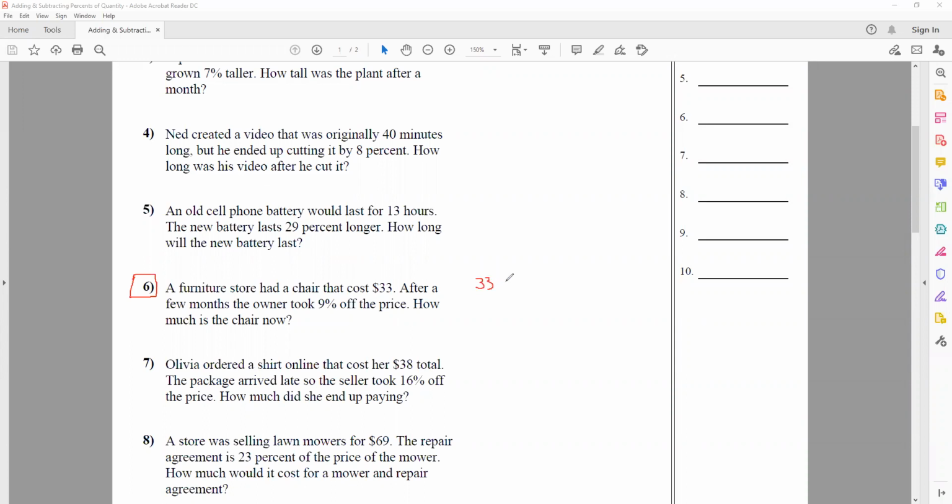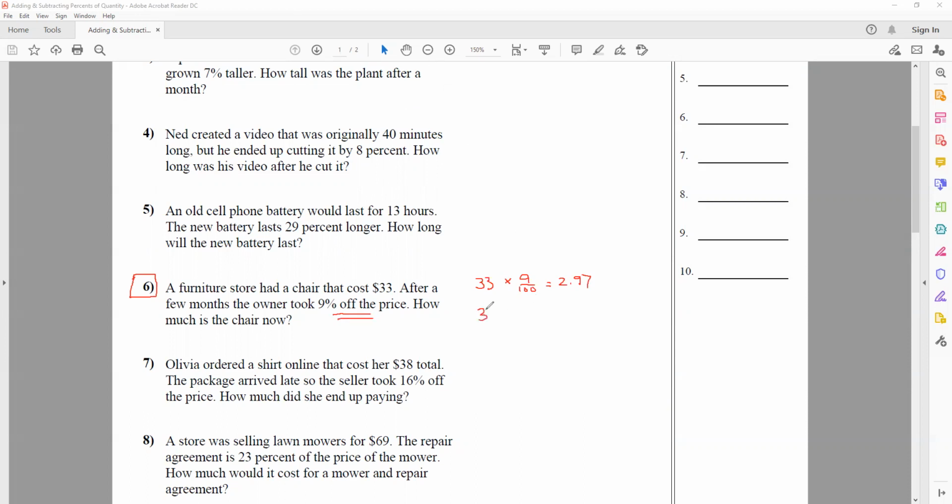So essentially, the first step is 33 times 9, which is 297. Now, after 297, you want to divide that by 100, 2.97. Okay, so 2.97, right? Now you have to subtract. Be careful, read it. Off means subtract, okay?